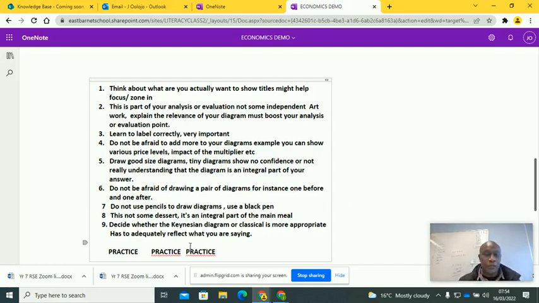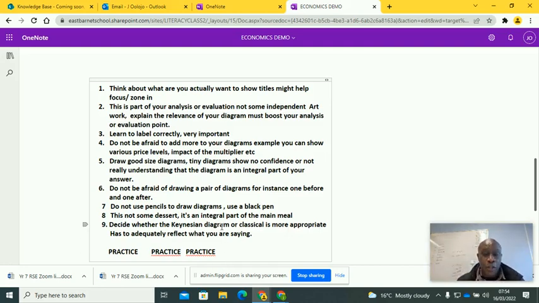So think about that, and also decide whether a Keynesian or classical diagram is more appropriate. Okay, I know the specification says you can either show classical or Keynesian, but sometimes classical is more appropriate. Sometimes Keynesian is more appropriate. Look at what you're trying to show. What are you trying to show? What shows it best, Keynesian or classical? There's a big difference. So you need to be able to utilize the diagrams in the right manner.